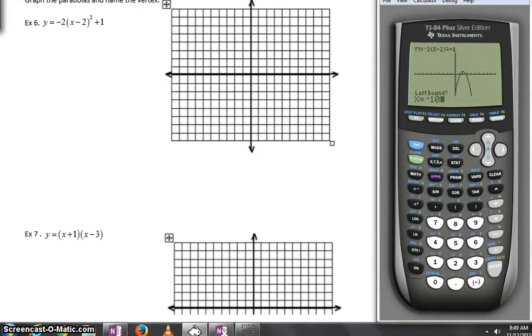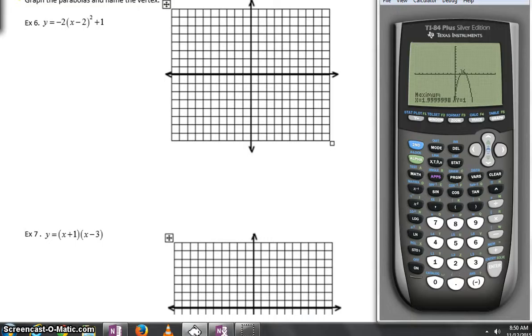Kids will ask why. I had so many kids asking that later in the morning yesterday. They're saying, why are you doing that? -10 is the leftmost x value on the screen. So we'll hit enter, and then it will say right bound. Well, what's the rightmost x value? +10. And then it will say guess. Just hit enter one more time.